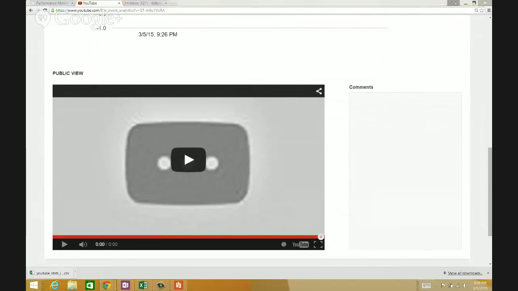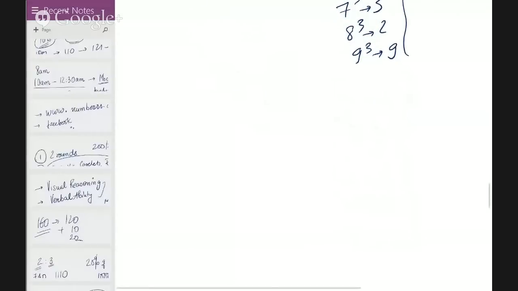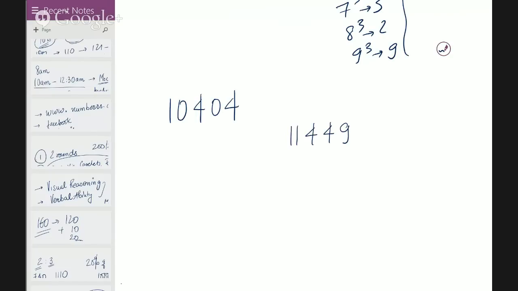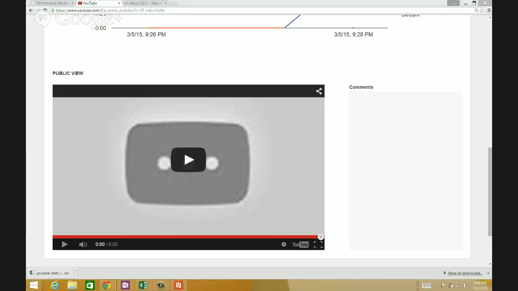So let's talk about square roots. Let's say I have 10404. I want to find the square root of this number, or any number for that matter. Let's say I have 11449. I want to find the square root of this. In the case of square roots, you'll make a partition after 2. So I have 10404 and 11449. I'll make partitions after 2.